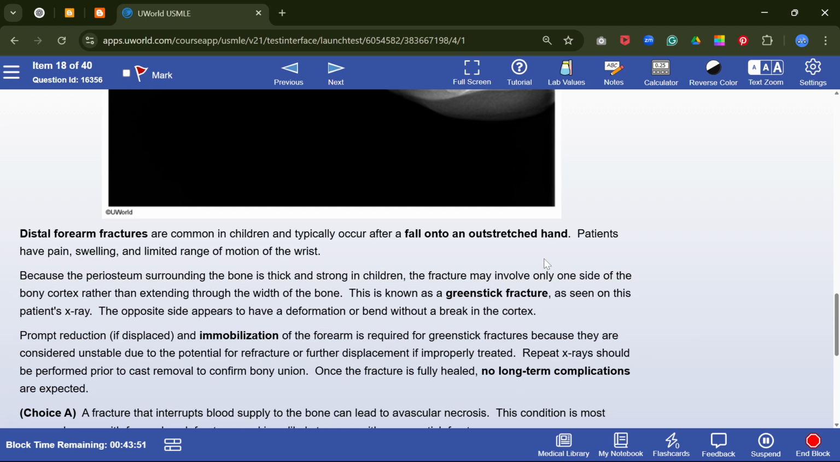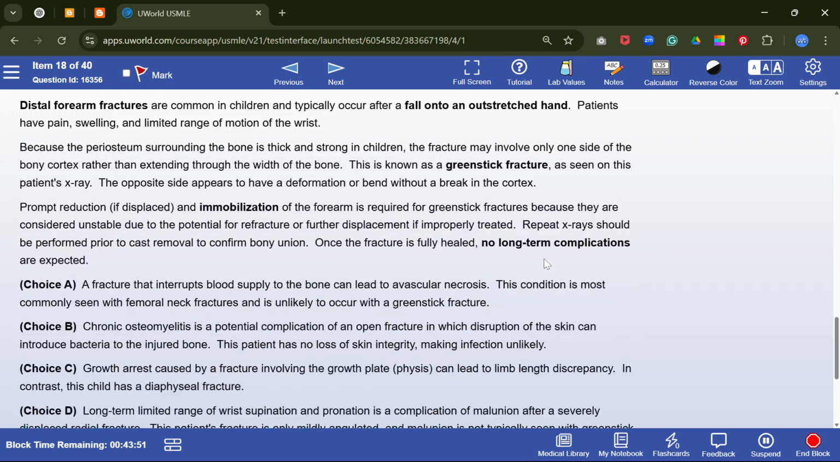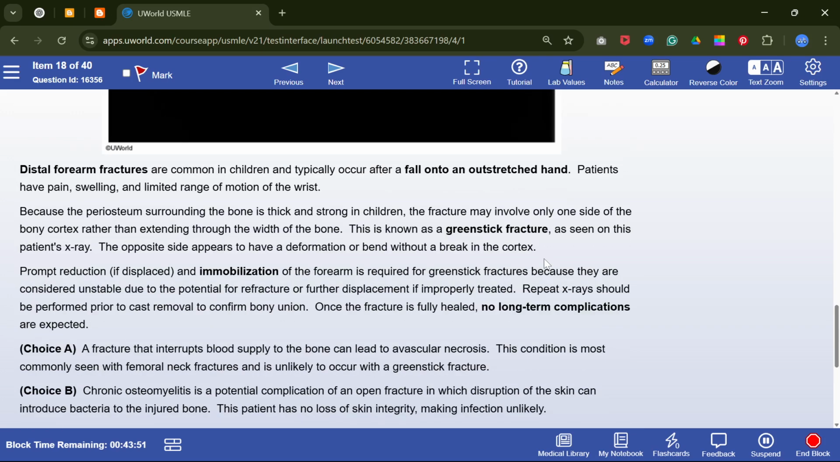This is known as a greenstick fracture. As seen on this patient's X-ray, the opposite side appears to have deformation or bend without a break in the cortex. Prompt reduction, if displaced, and immobilization of the forearm are required for greenstick fracture because they are considered unstable due to potential for refracture or further displacement if improperly treated.